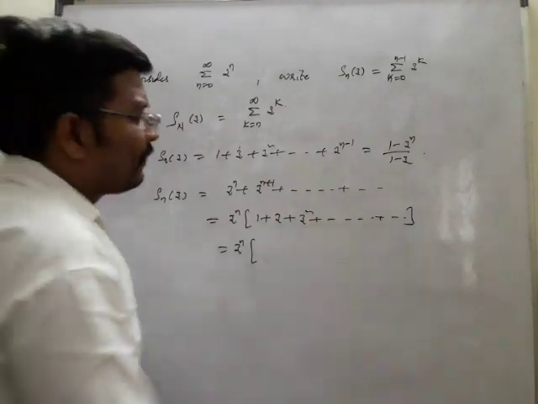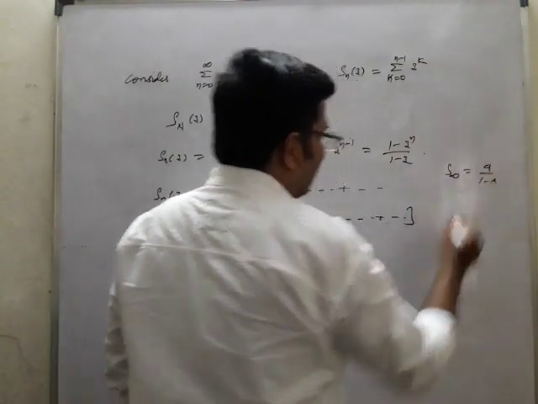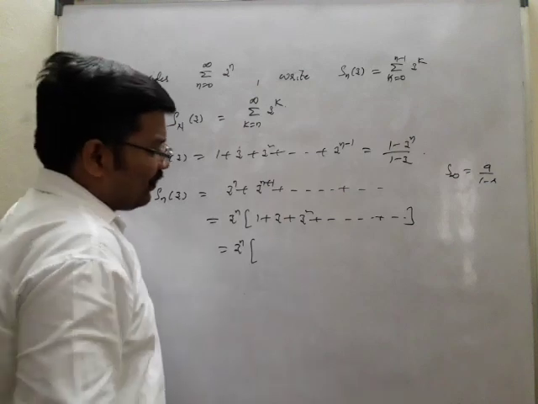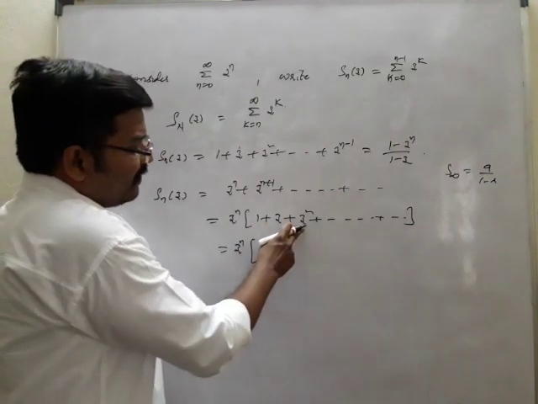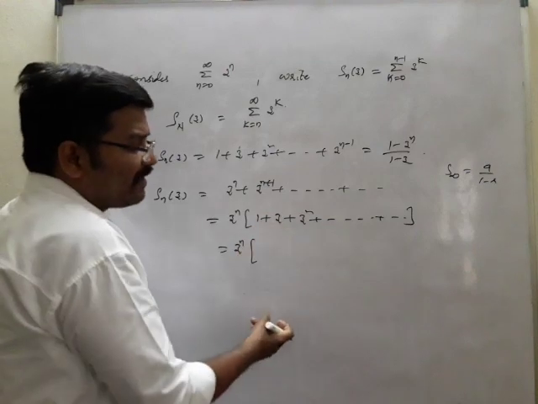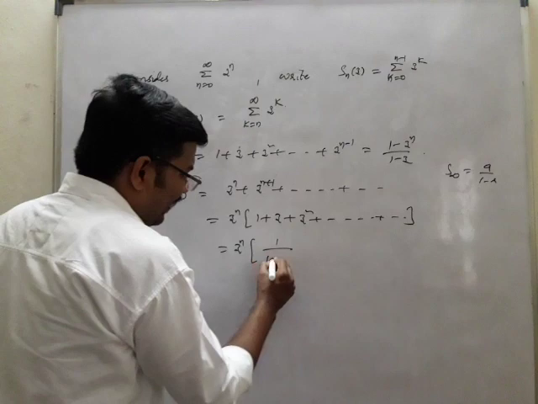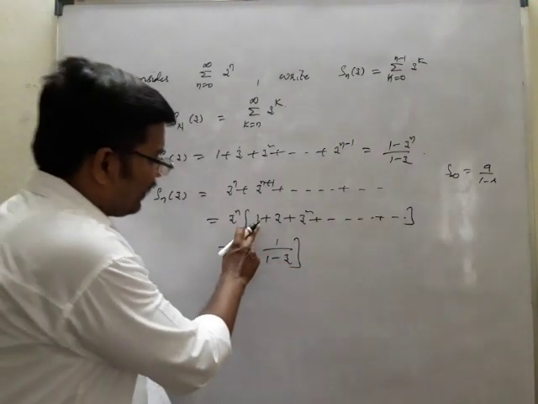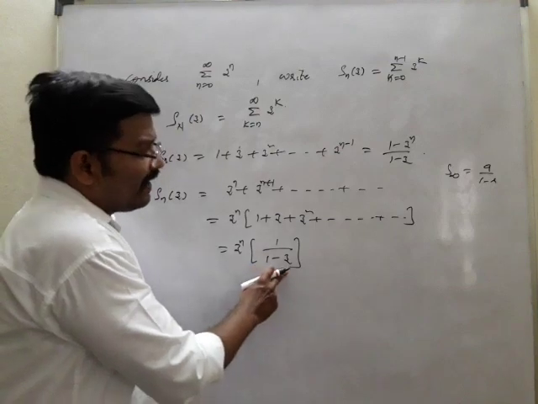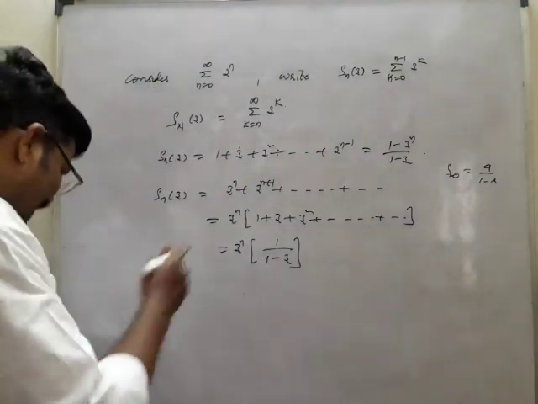So S infinity is equal to a by 1 minus r, where r is the common ratio. z by 1 is nothing but z, and z square by z is again z. So a is nothing but 1, giving 1 by 1 minus z. Here 1 is the first term a, and r is nothing but z, so we get 1 by 1 minus r.